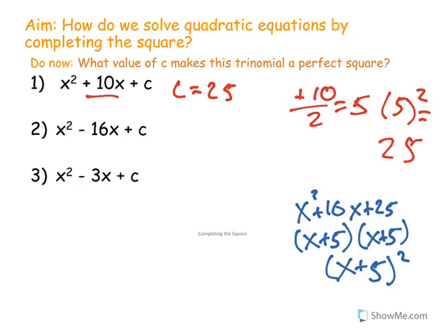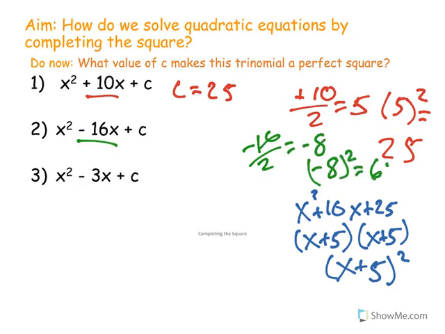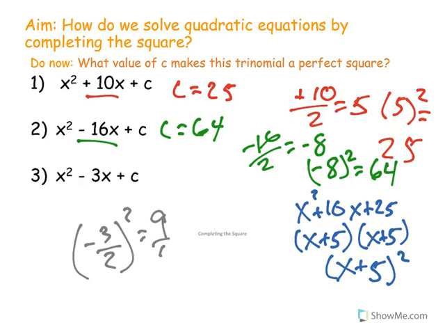And let's do the same thing for the second one. If I take negative 16 and divide it by 2, I get negative 8. And negative 8 squared should give us positive 64. So c is 64. And we said we can do it for the odd ones too, except it just ends up giving us a fraction. So negative 3 divided by 2 is negative 3/2. Squared is 9/4. So that's not so terrible, especially with the calculator.